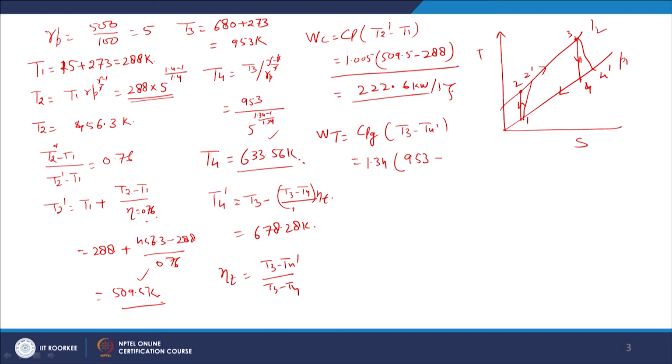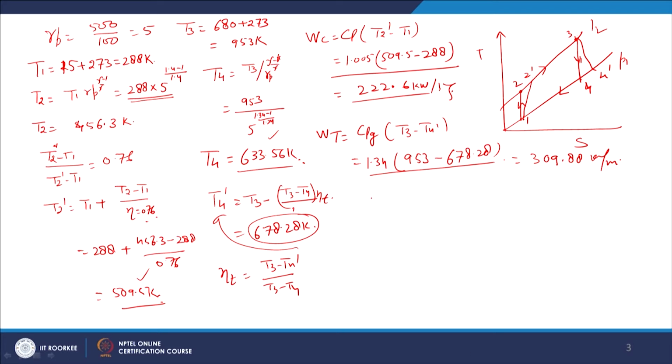Here Cp of gas cancels out; otherwise it is enthalpy at 3 minus enthalpy at 4 dash, because the specific heat is getting cancelled. So the efficiency of the turbine is (T3 minus T4 dash) divided by (T3 minus T4). We have just manipulated it to get T4 dash, and we got the value 678.28 Kelvin. This gives the work of the turbine as 309.88 kJ per kg. This is also per kg.